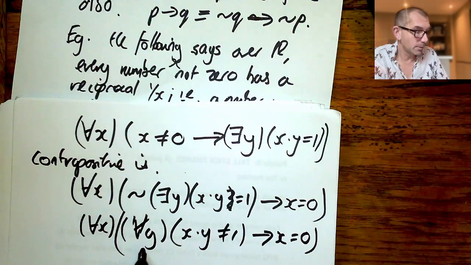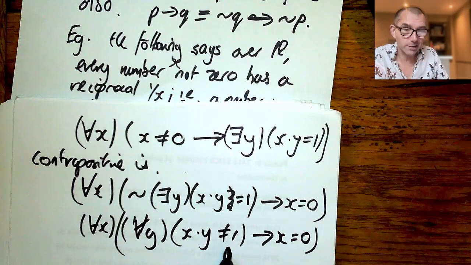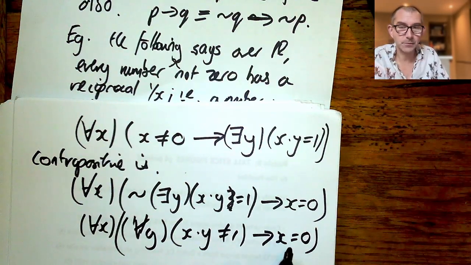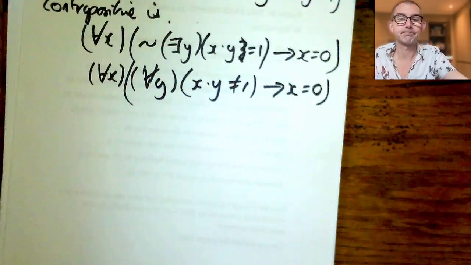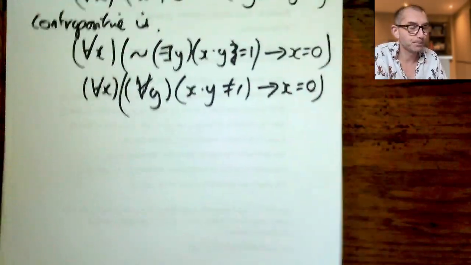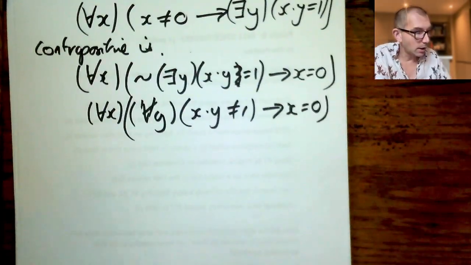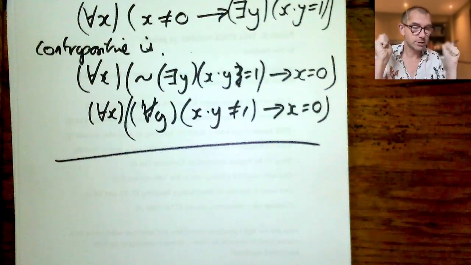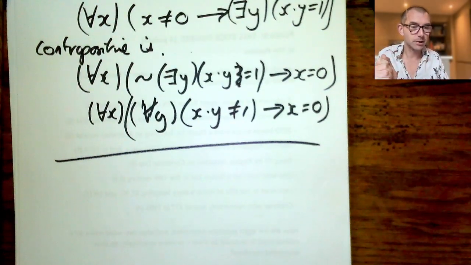Think of any real number. If it's the case that any other real number, when you multiply it, you don't get 1, well, the only time that happens is when x is 0. And that is the same thing as saying that you have a reciprocal. Right. So that was the contrapositive, and the process of changing P implies Q to not Q implies not P is called contraposition.